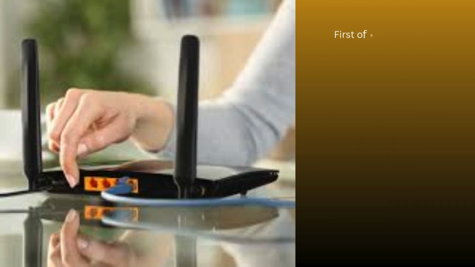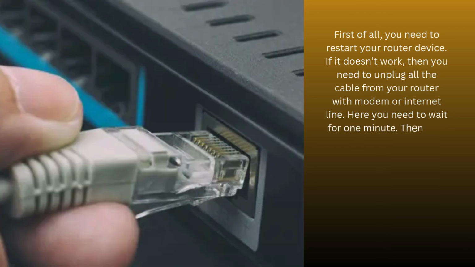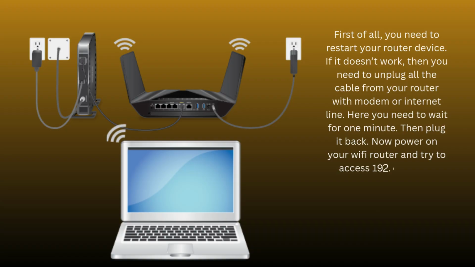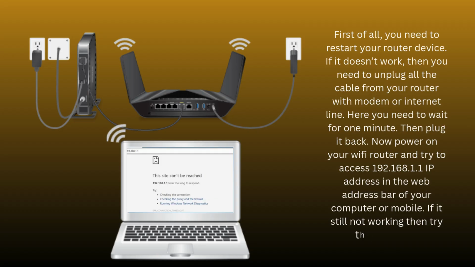First of all, you need to restart your router device. If it doesn't work, then you need to unplug all the cables from your router, with the modem or internet line. Here you need to wait for 1 minute. Then plug it back. Now power on your Wi-Fi router and try to access the 192.168.1.1 IP address in the web address bar of your computer or mobile. If it's still not working, then try the next step.